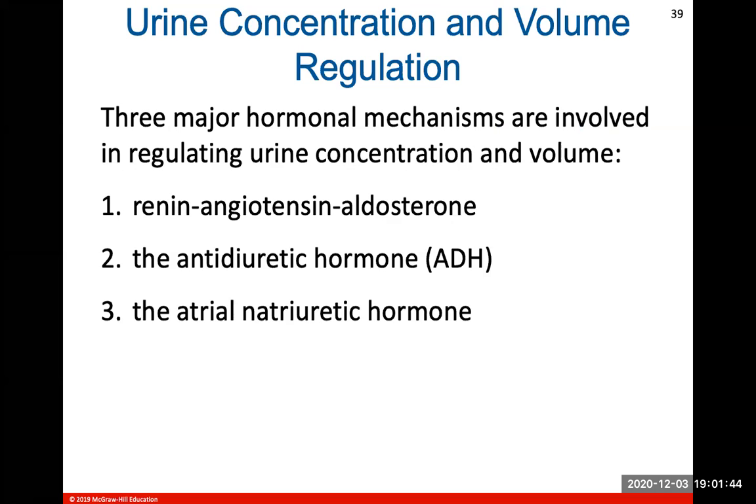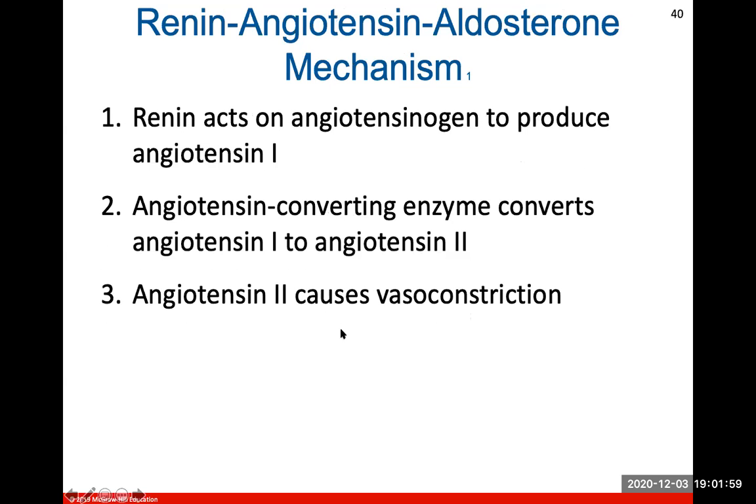There are three major hormonal mechanisms involved in regulating urine concentration and volume. The RAA system is the renin-angiotensin-aldosterone system, antidiuretic hormone, and then atrial natriuretic hormone that comes from the heart.